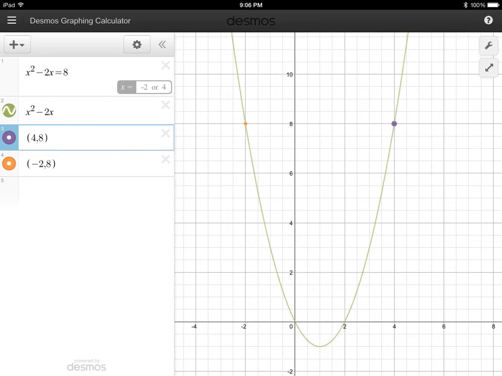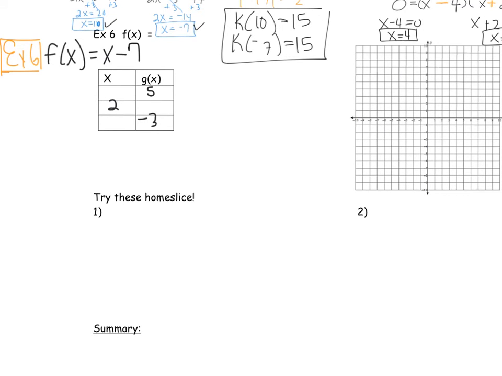Let's check them out. All right, the first problem I'd like you to try, example 6, I went ahead and rewrote it here. Let's say f of x is equal to x minus 7, and I give you a table that's partially completed, some x values, some y values. Your job is to complete this table and go ahead and graph the function f on the graph. So go ahead and try that now.